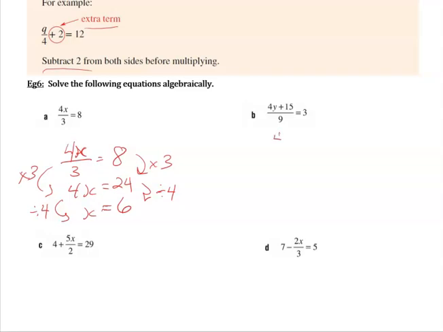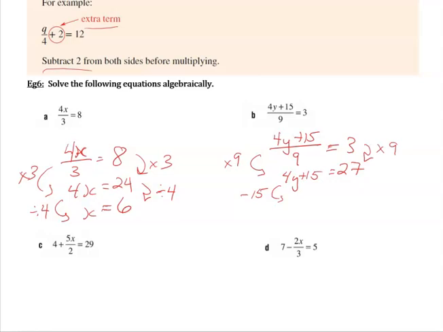This one may look scary, but if everything is above one line and you've got a number underneath, then we can treat it as everything is together. 4y plus 15 is one beast, and it's all being divided by 9. So if we multiply it by 9, we get 4y plus 15 equals 27. Now we have to be careful again that we take away.